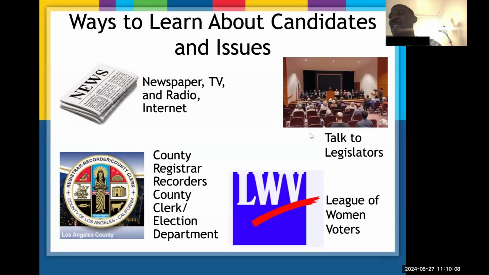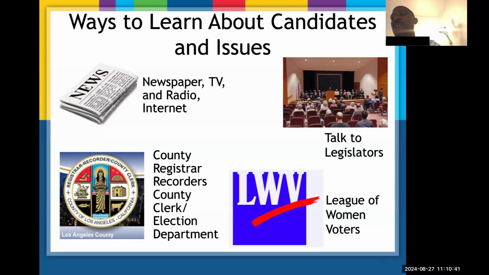Second step in voting is learn about the candidate issues. So you learn about candidate issues by watching TV, listening to the radio, the internet, or talking to other people. Next is find your polling place. That's very important come time of voting. Next, getting accommodations if they're needed. Then voting. Then finally turn in your ballot.